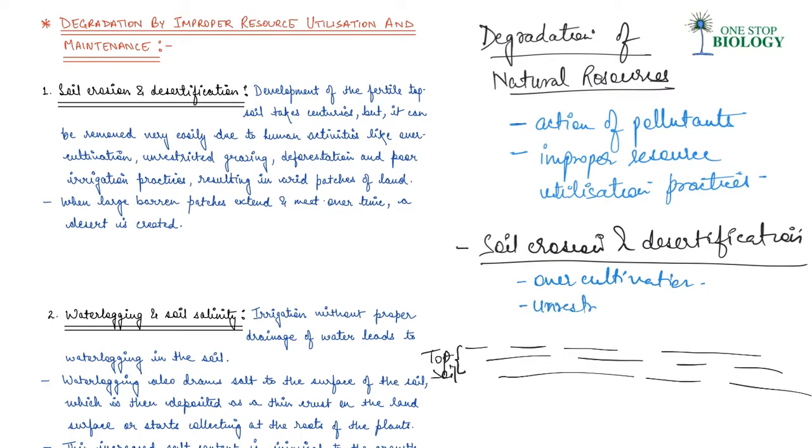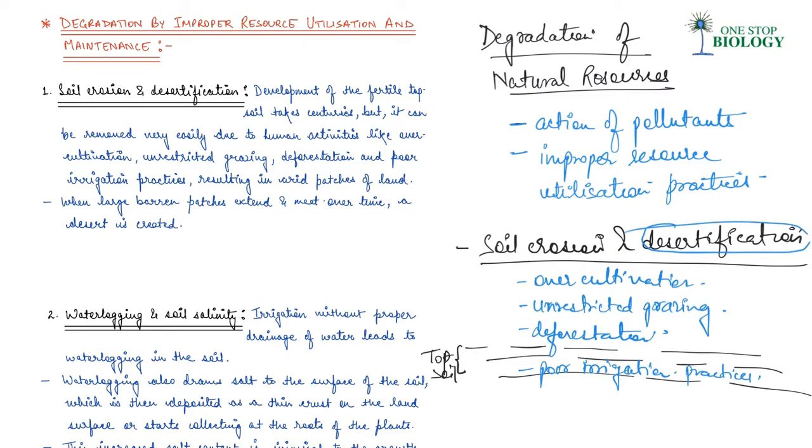Unrestricted grazing of the grasses. Deforestation is again one of the activities. Poor irrigation. So poor irrigation practices basically result in arid patches of land. When large barren patches extend and meet over time, then the normal fertile land is converted into desert, and that is known as desertification.